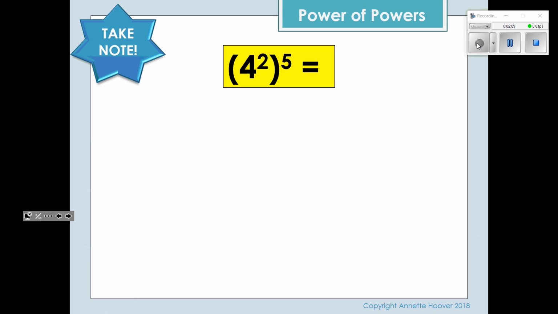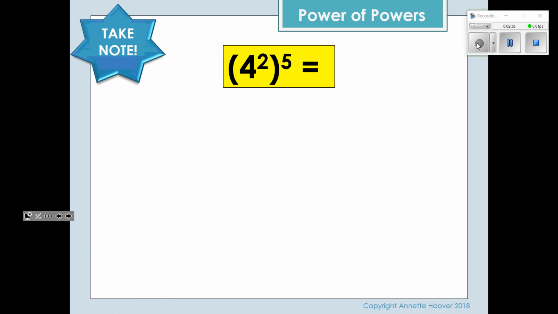Now, this idea of power of monomials, power of powers. Today, we are going to be looking at having a base raised to an exponent, and then that entire thing being raised to another exponent. So exponents are called powers. So this is power of powers, which means an exponent raised to an exponent. So again, when you're taking your notes today, please write down these mental steps, or it's not going to help you remember how this works.